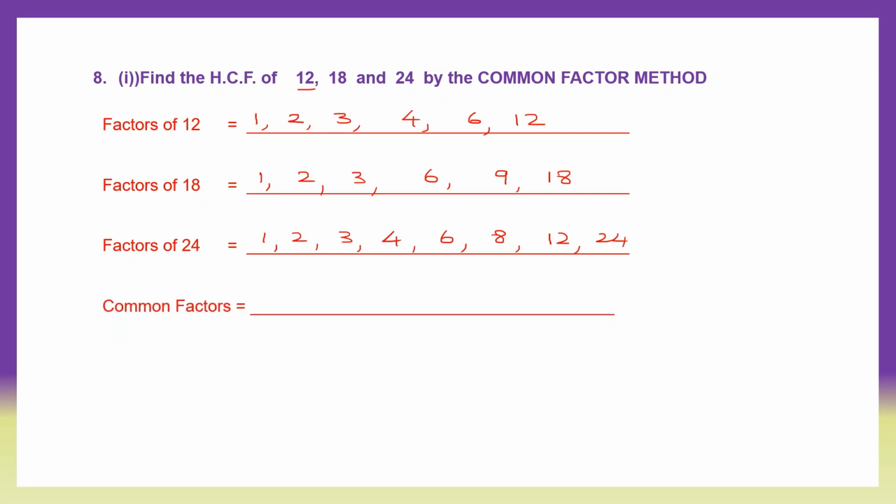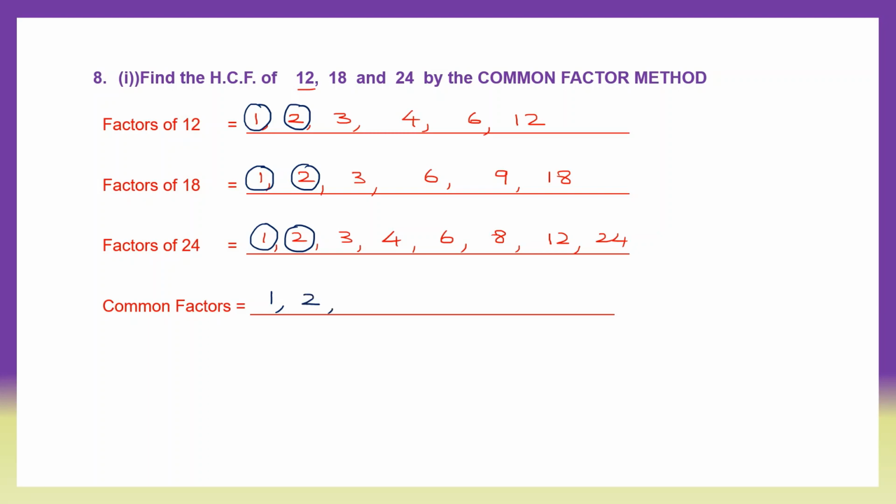Now we have to pick out the common factors from these. Common means it should occur in all three numbers. So here we have 1, here also we have 1, here also we have 1. So 1 is a common factor. Now let's go to 2. Yes, 2 is there for all three numbers, the factor of all three numbers. So 2 is also a common factor.